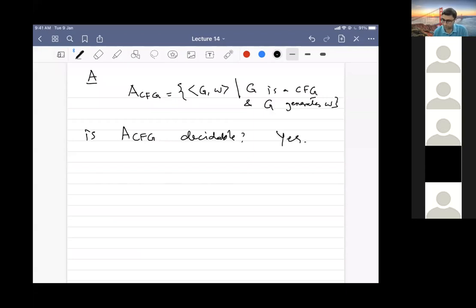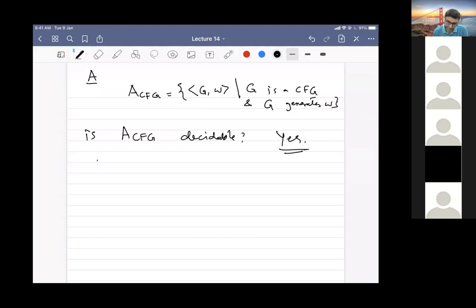Okay, what is the proof? You say yes. If G is a CFG, then we can make a pushdown automaton for it, right? Yes. And then we can simulate it. And then if W is being accepted.